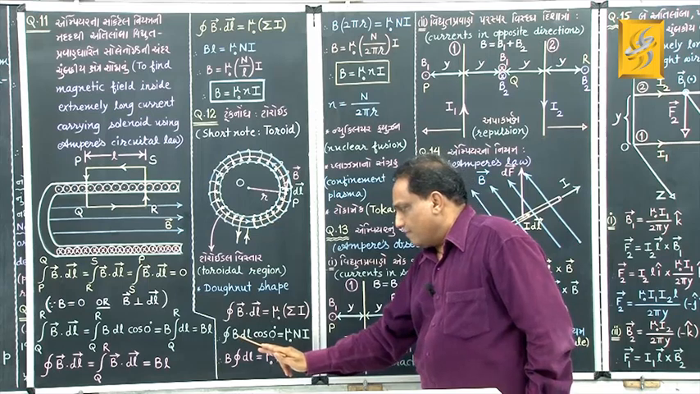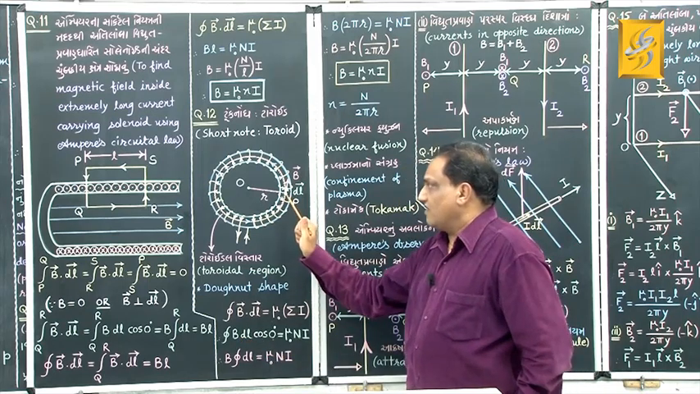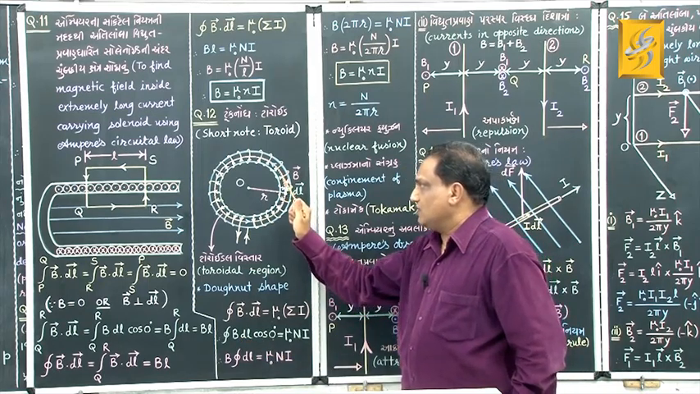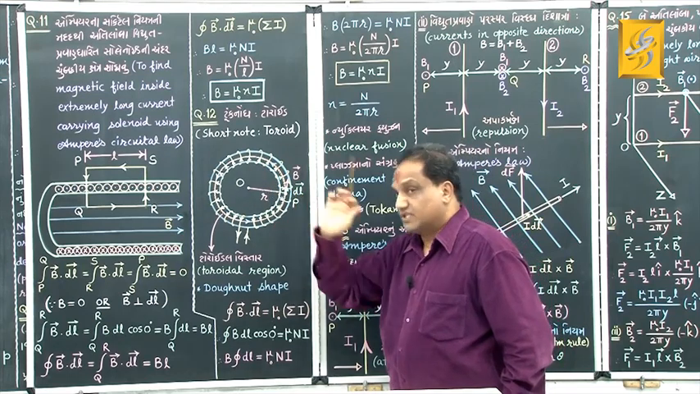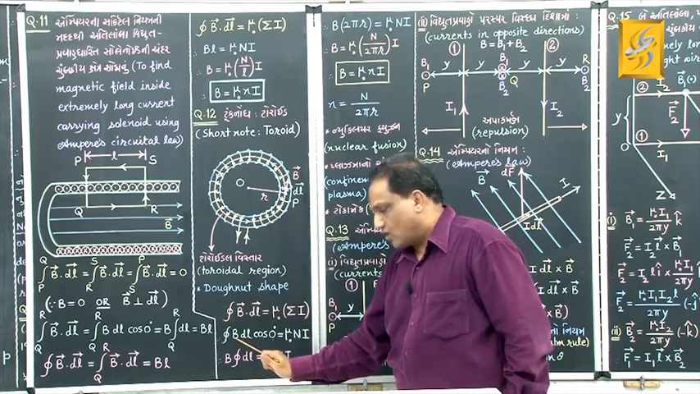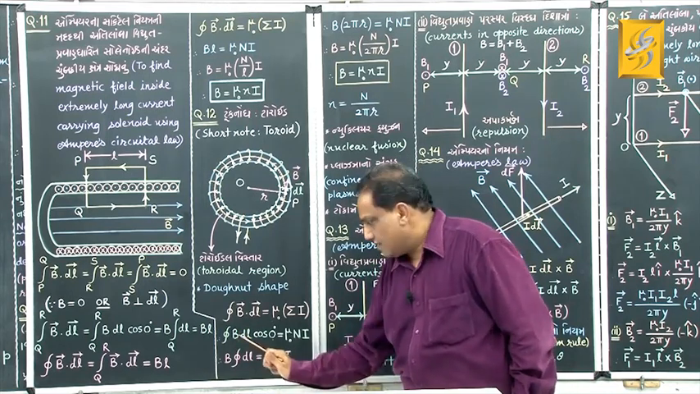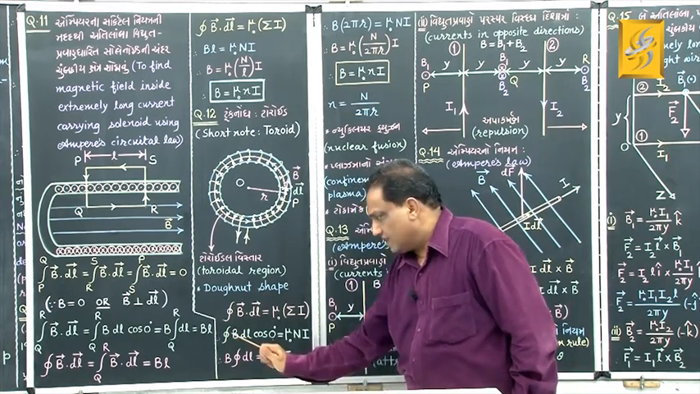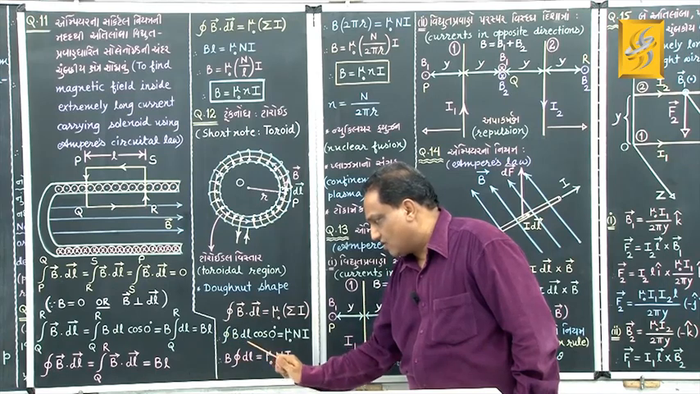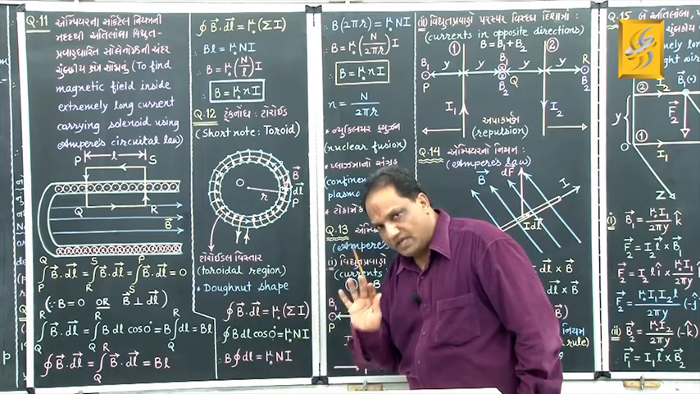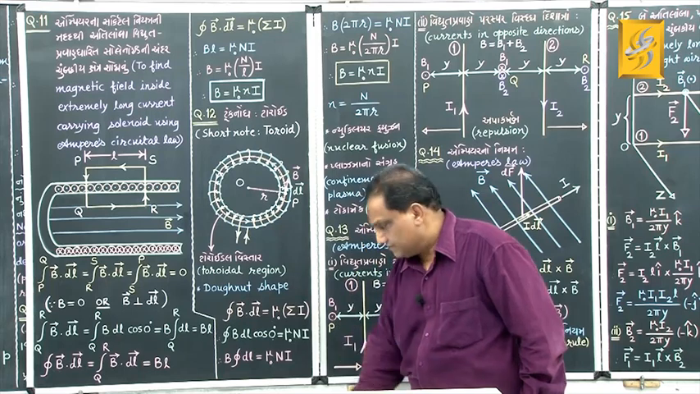Now, because the magnitude of the magnetic field at each point on this considered Amperian loop is the same, I can take it as constant, and so I can take it out of this symbol of integration. B is taken out. Now it is the closed line integration of only dl.